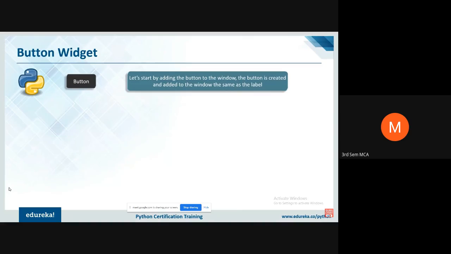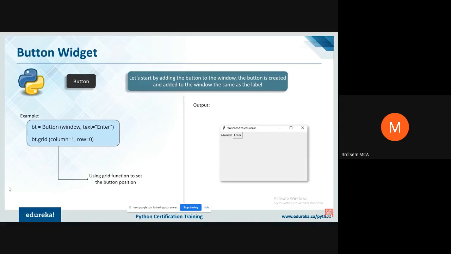It is very similar to the label widget, to be honest with you guys. All we do is create a variable and use the widget syntax to define what the button has to say. Also, here we'll be using a function called the grid function, which is used to set the position of the button on our particular window. As you can check out from the output, we have edureka and the button we have is enter, right? It has been kept in the first column, on the top left. This is because the grid function takes two parameters, which are column and row. Since the column is 1 and the row is 0, the message appears in that particular place.